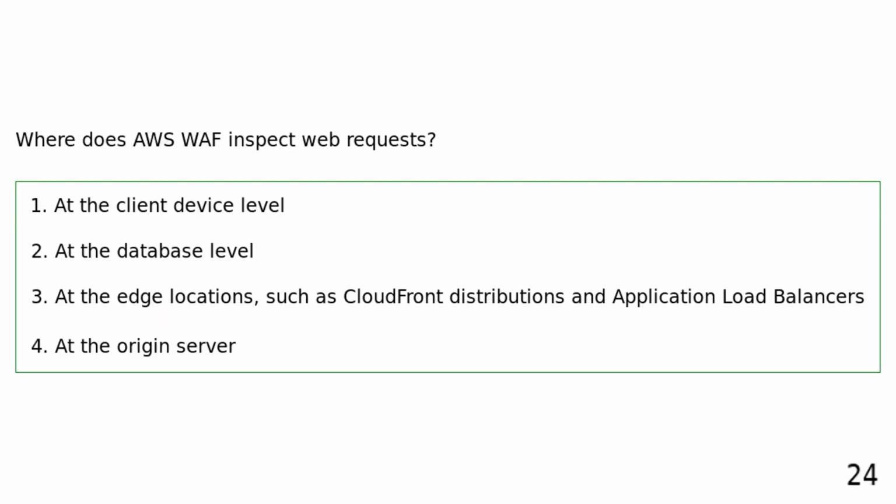Where does AWS WAF inspect web requests? At the client device level. At the database level. At the edge locations, such as CloudFront distributions and application load balancers. At the origin server.